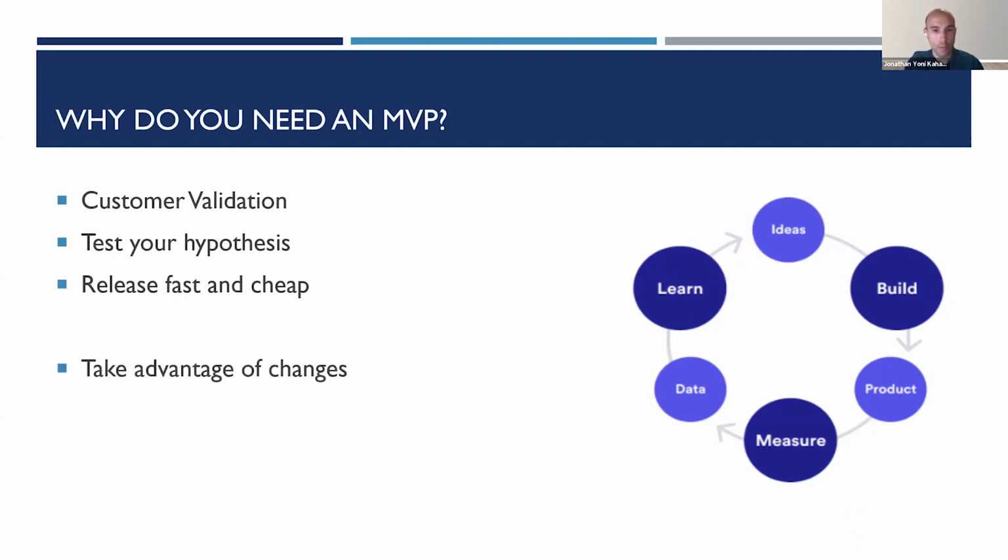In addition, the MVP also lets you take advantage of changes. If you make a large, complicated product that requires time, the user demand could change, or a new competitor could enter the market. And by the time your product is out, it won't be relevant, or you'll have to work a lot harder to catch up. If you work in small batches and something changes, you can adapt your product to better suit the market and suit any new situation that happens.